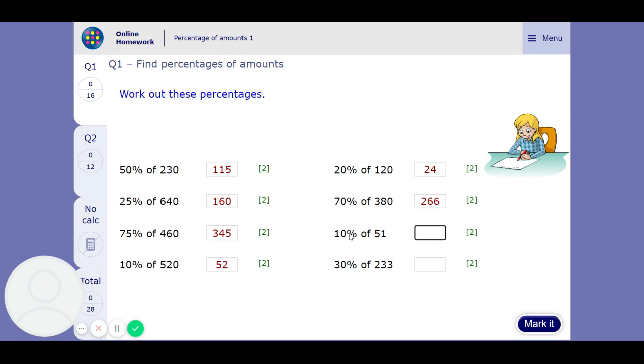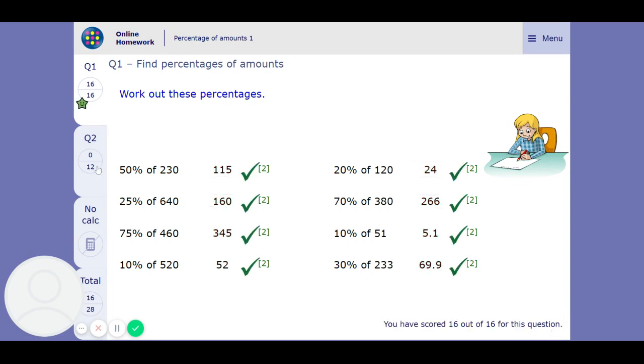10%. So still divide by 10, but it doesn't end in a 0 now. So we've got to be a little bit clever and realize that that means we just move a decimal point in, and it's going to become 5.1. And similar thing here. We can find 10%, moving a decimal point in, 23.3, and then we've got to triple that. Okay, so you're going to have to get a bit of pen and paper perhaps to work that out. But if you triple 23.3, you're going to get 69.9. Those answers. Good, we've got them all right.